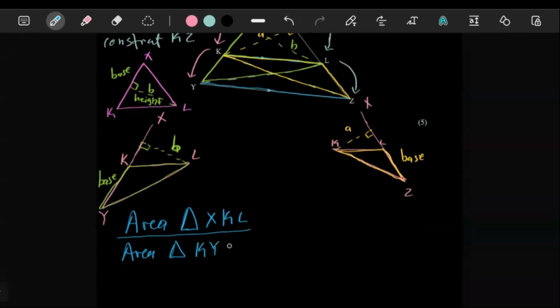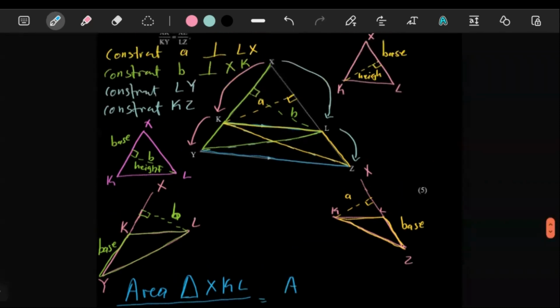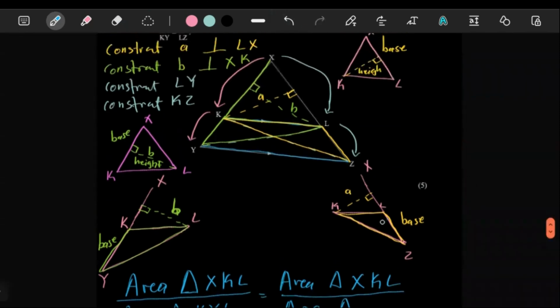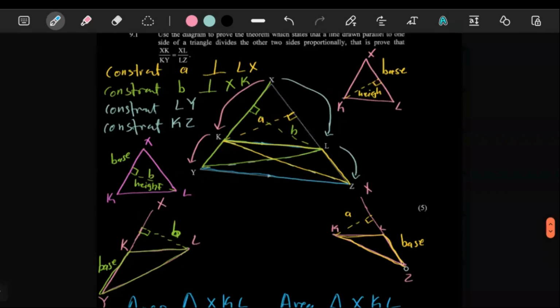So this area over this area is going to be equal to the area of XKL also. Hold on. Area of triangle XKL over the area of this triangle down here. This triangle down here, you can name it LZK.